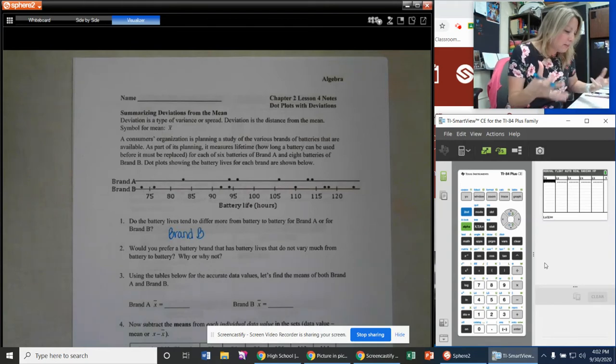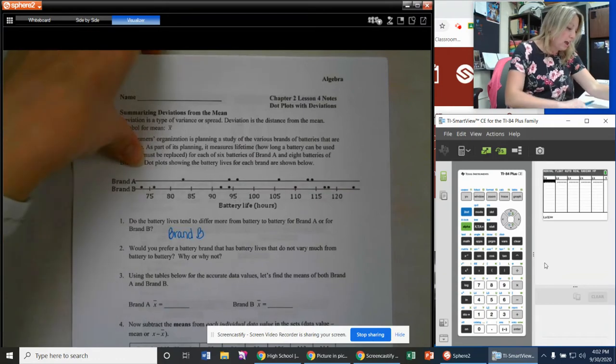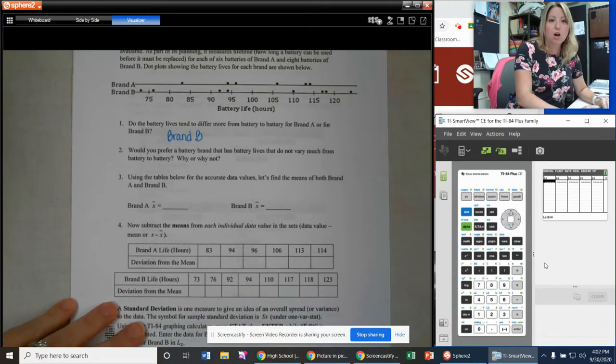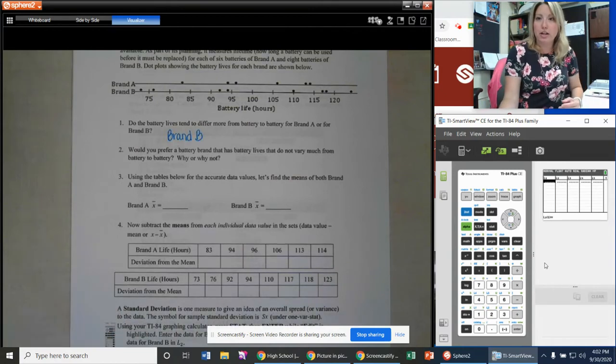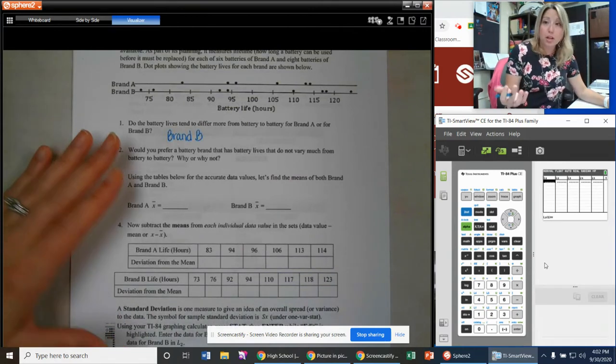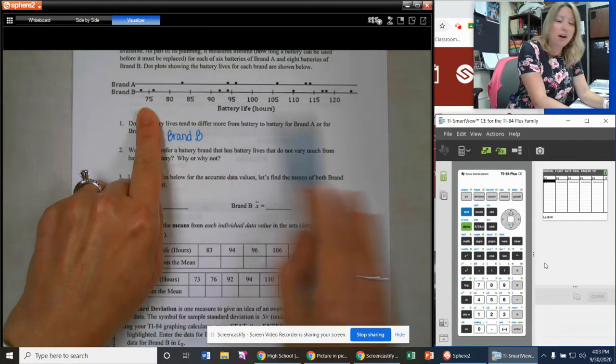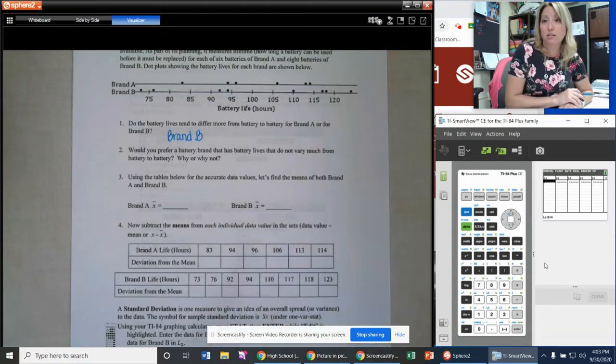So let's dive into the real statistical analysis of this. Here in number 3 it asks us for the mean of brand A and the mean of brand B, the mean battery life for both. Well, in order to do that, we need the actual data values. And the scale on these dot plots is not preferred in my mind anyway.